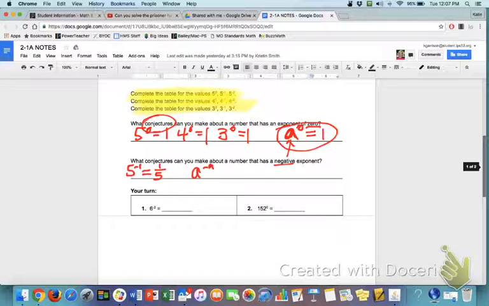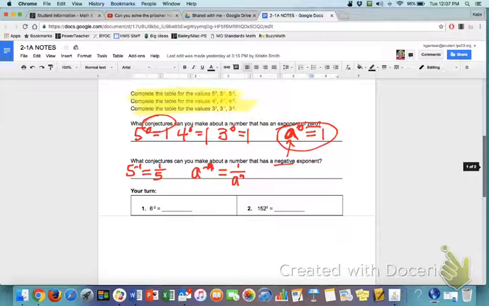Anytime you have A to the negative N, that is going to always be equal to 1 over whatever that number was to whatever that N was, but positive.